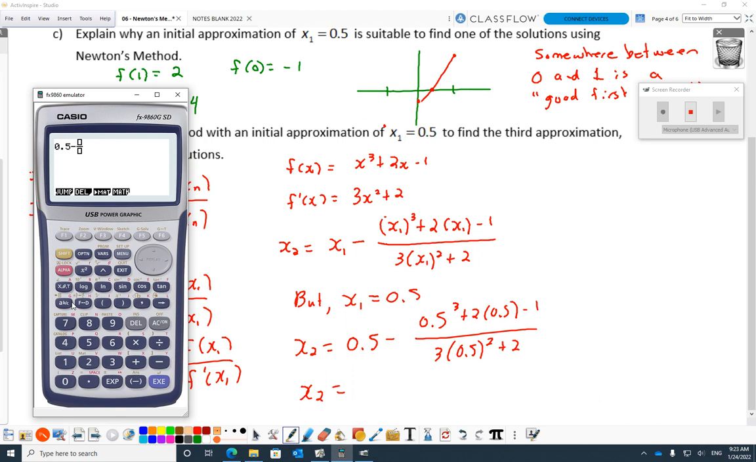oh, fraction button. I'm trying to convince the grade 11s to get a calculator with the fraction button. Not just the regular fraction button, the one that shows the fraction. It just makes your life so much easier here. 0.5 power 3 plus 2 times 0.5 minus 1.